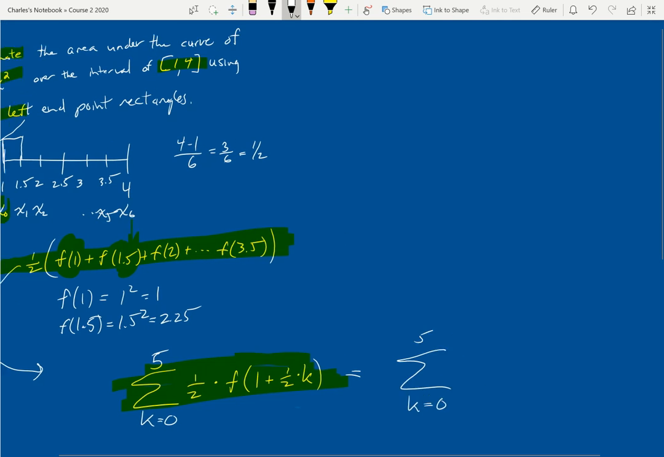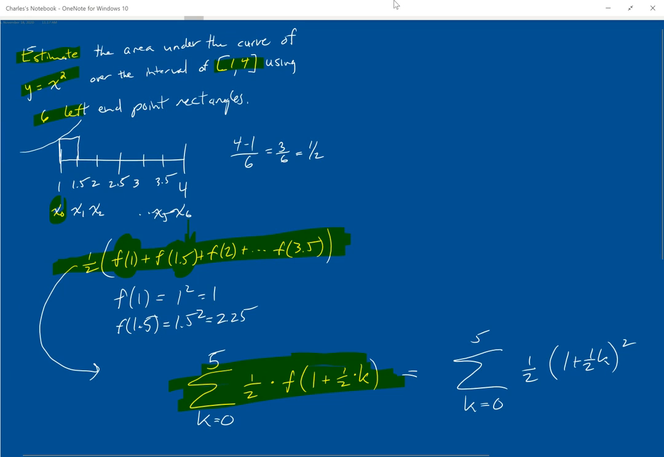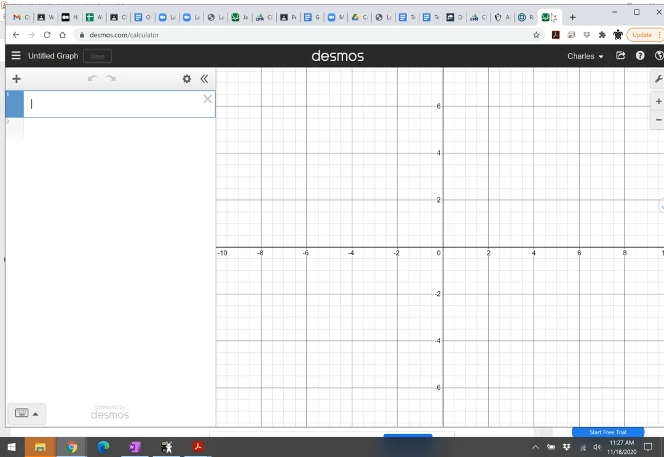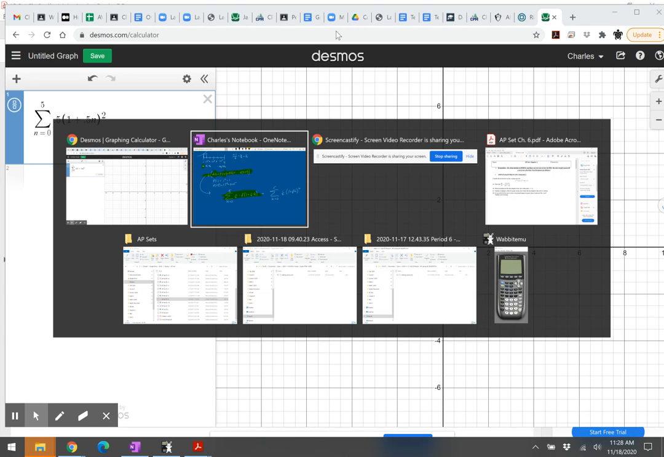The actual function that we're dealing with is x squared. So I could also call this 1 plus 1/2 k squared. And I could evaluate that. And if I did that on Desmos, that should give me the value that you calculated here. So let's say SUM, n goes from 0 to 5 of 0.5 times 1 plus 0.5 n squared. And I get 17.375.